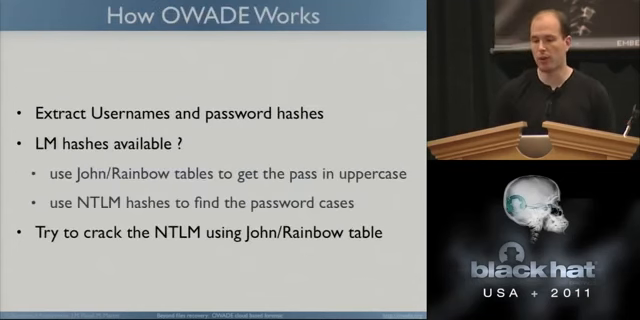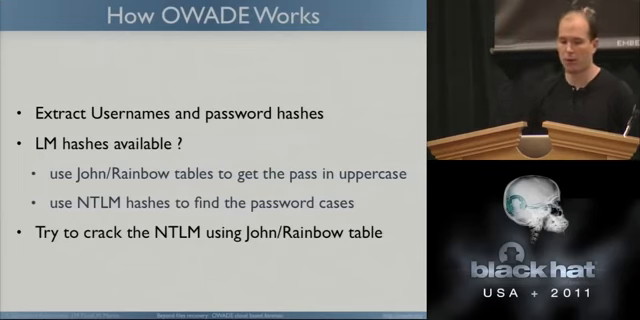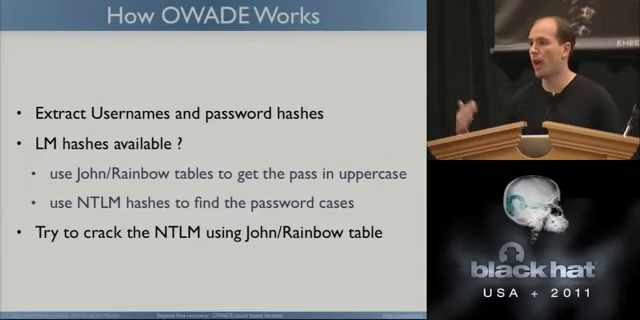So how does OWADE work? OWADE first extracts the username and the password hash, and then tests if we have the LM hash. If the LM hash is there, then we're fine. We're going to try to use John the Ripper, and we plan to have a rainbow table module to just crack it and have the password in uppercase. And then we're going to use the NTLM hash, which is case sensitive, to figure out the case of your password, and then we're good to go.